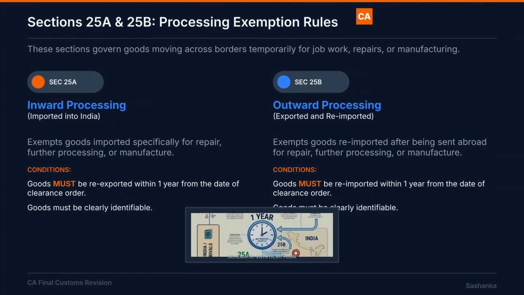Sections 25A and 25B facilitate international processing arrangements. Section 25A deals with inward processing, where goods are imported into India for repair, processing, or manufacturing and later re-exported. To claim exemption, the goods must be re-exported within 1 year and remain identifiable. Section 25B covers outward processing. Here, goods are exported abroad for repair, processing, or manufacturing and subsequently re-imported into India. The re-import must occur within 1 year, and the goods must be identifiable as the same goods originally exported. These provisions encourage efficient cross-border manufacturing and repair activities without imposing unnecessary duty burdens.